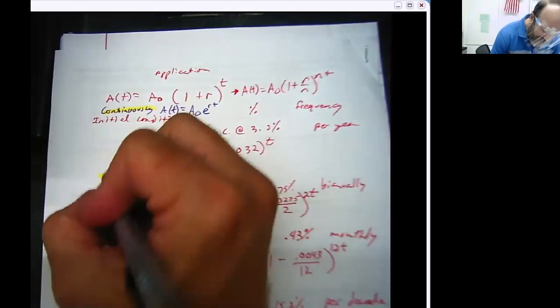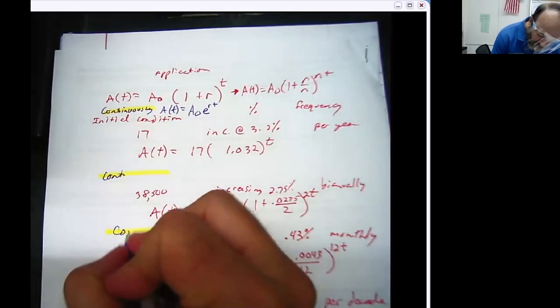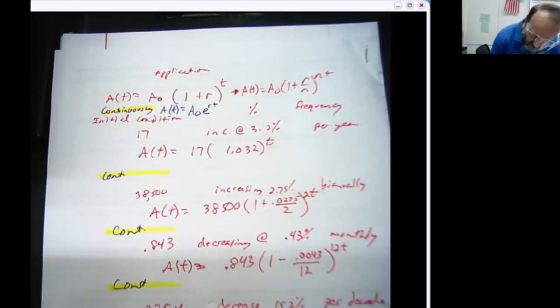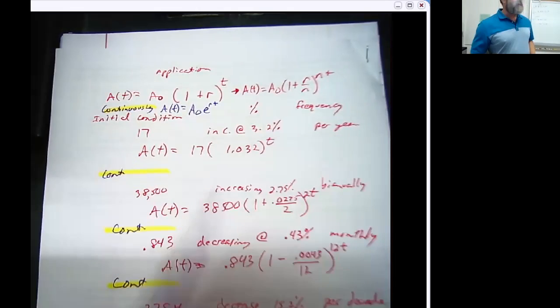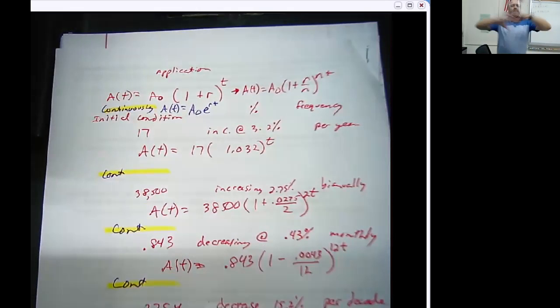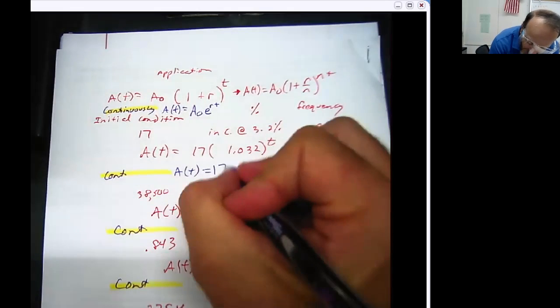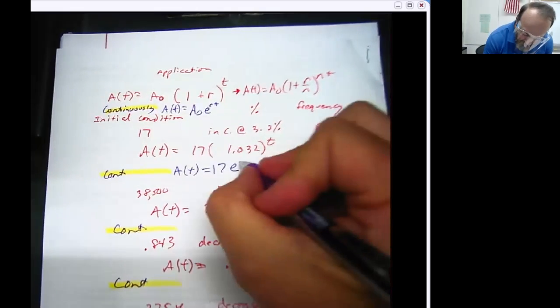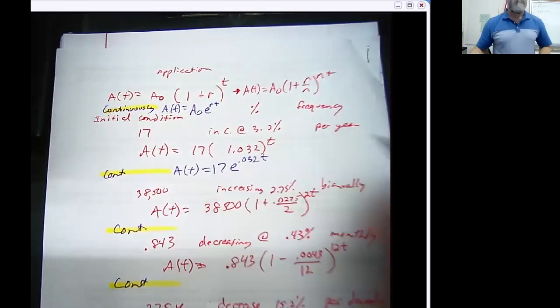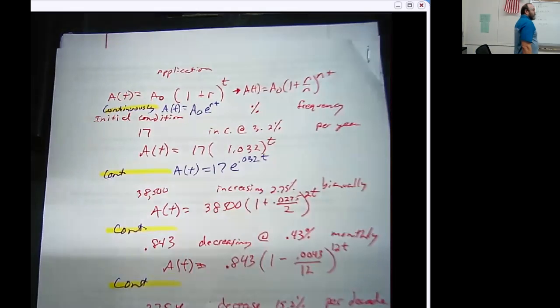Okay, so if I said it was a continuous rate of decay, or a continuous rate of growth, we're going to use this fancy formula. So as soon as they say continuously, that's a trigger to say that A of t is still going to be 17 e raised to the 0.032 t. Where did the 1 go?